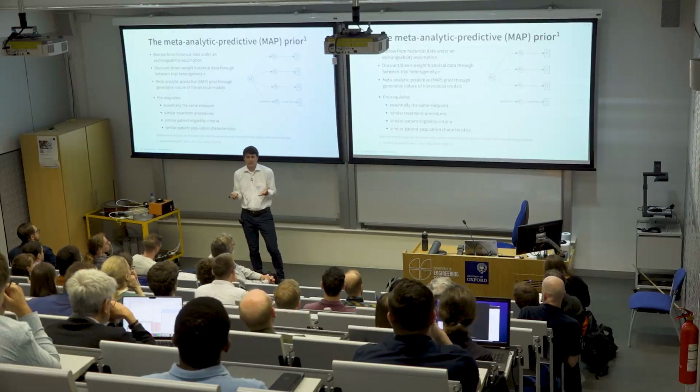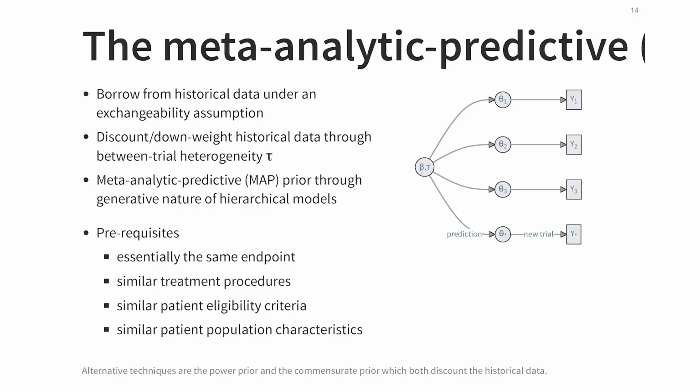However, you don't get to pick your historical data. So it should be similar. And that's also why this concept of between-trial heterogeneity is important. Basically, you account for things not being perfectly aligned with heterogeneity, with variance. So that's why you discount the historical data. There are also alternative techniques available, like the power prior or the commensurate prior, which both work in a similar way. They discount the historical data. That's what they basically do. They just work differently.